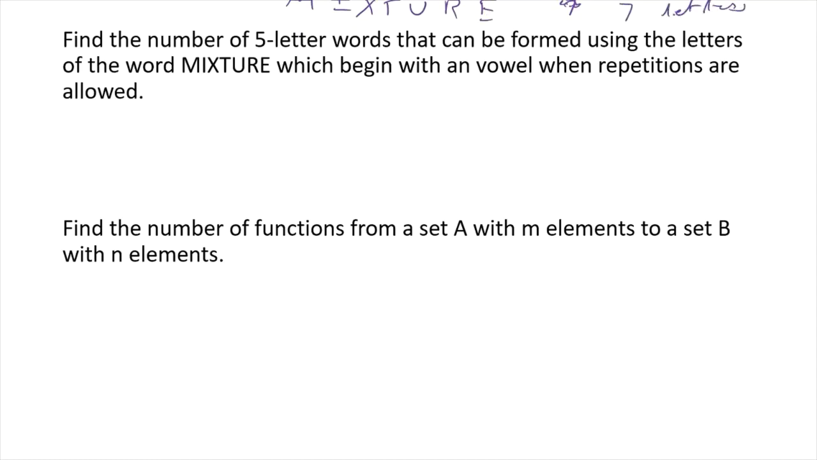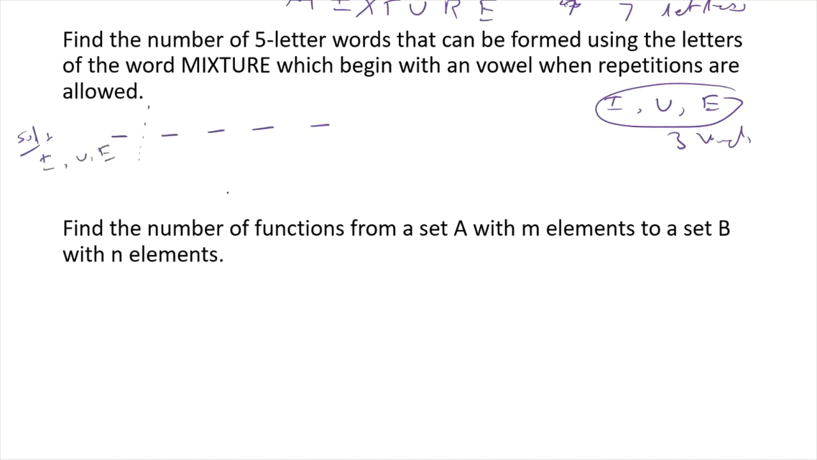So what are the vowels here? The vowels here are I, U and E. These are the 3 vowels that we have. Now we have to form 5-letter words. So 5-letter words means we have to fill these 5 blanks: 1, 2, 3, 4, 5. I can fill the first blank only with a vowel. That means I, U or E. So I can fill the first blank in 3 ways.